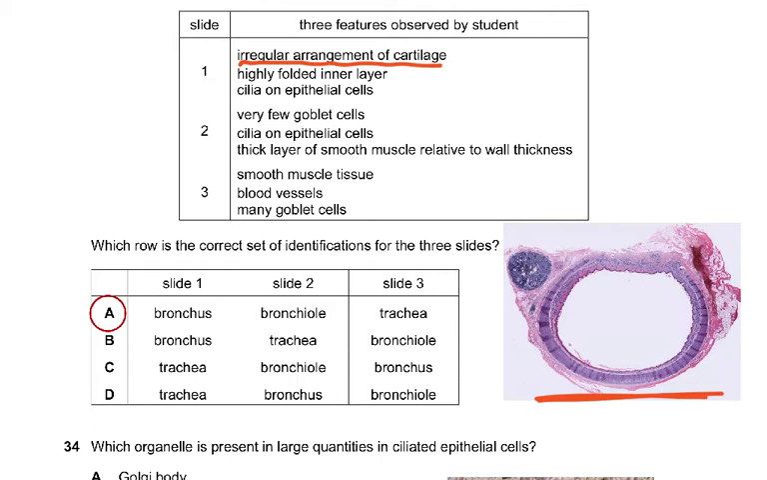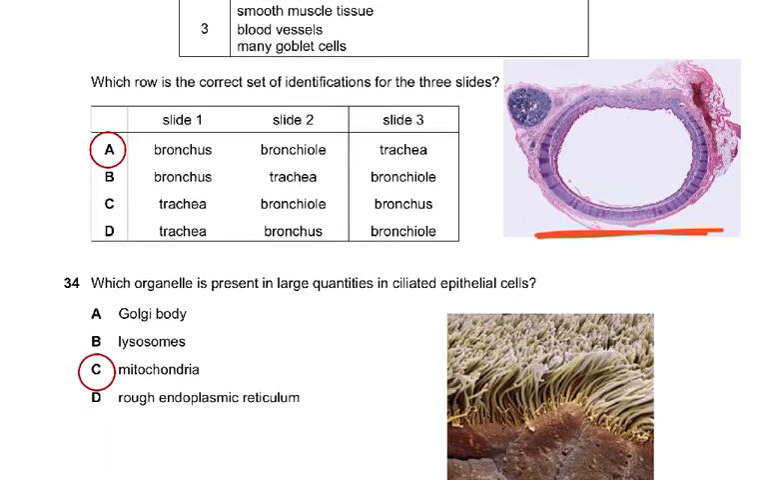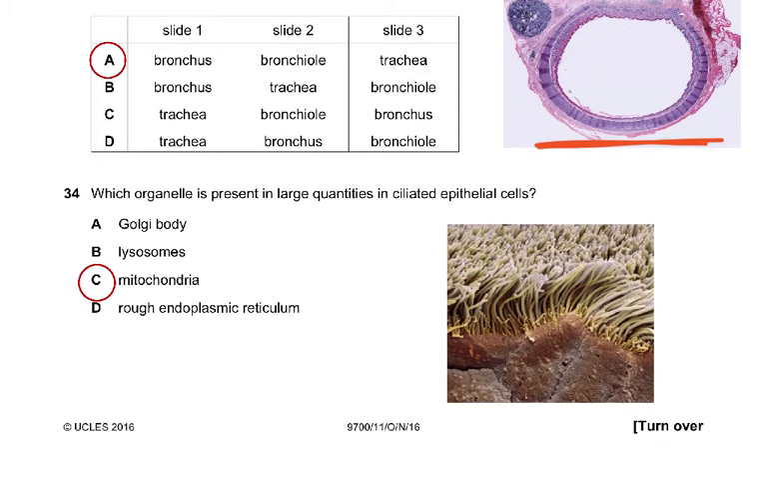And then slide 2, very few goblet cells. And as compared to that, in 3 there are many goblet cells. So then of course we come to these conclusions, and the answer to this was A, which is bronchus, bronchiole, and slide 3 was many goblet cells and blood vessels, which would be the trachea. So this was the answer to question number 33. Then we go on to question number 34.